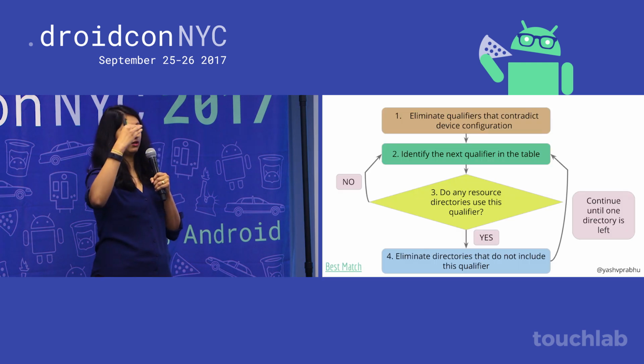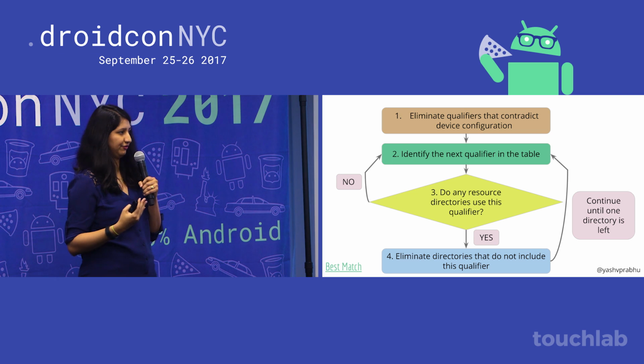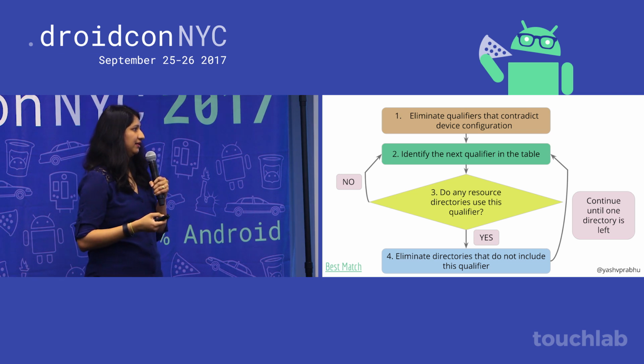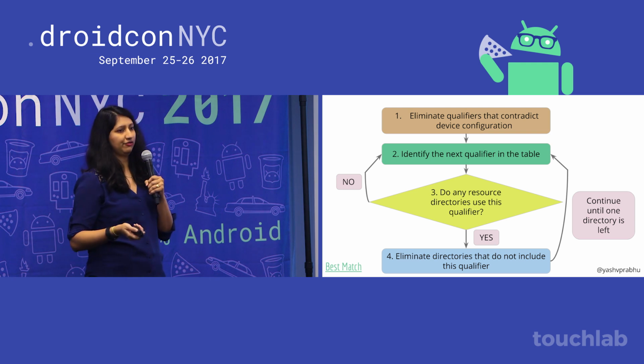First, it eliminates all the qualifiers that contradict your device configuration. Then it identifies the next qualifier in the table. And it checks, do any of these resource directories use these qualifiers? If yes, then it continues with this process until one directory is left. If no, then it identifies the next qualifier in the table.